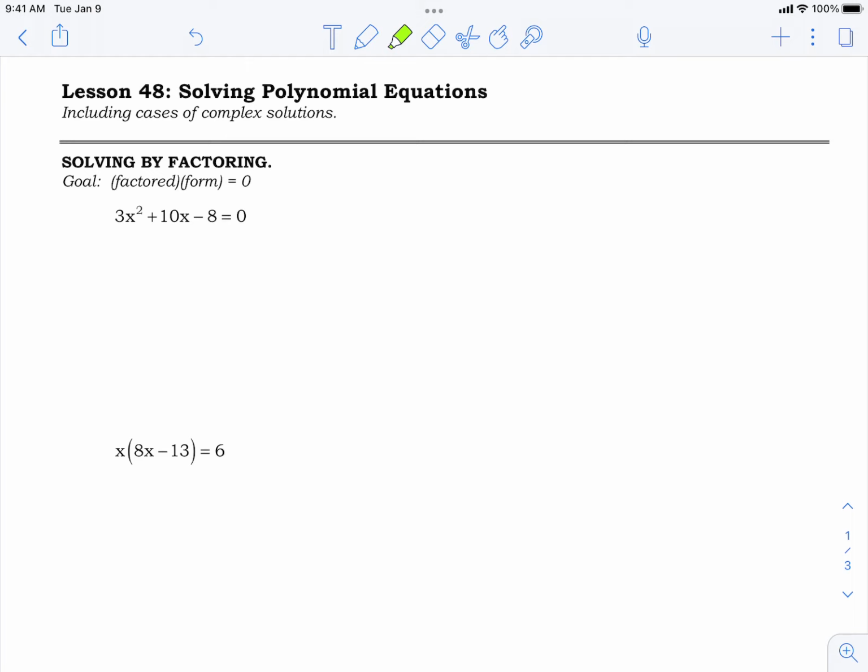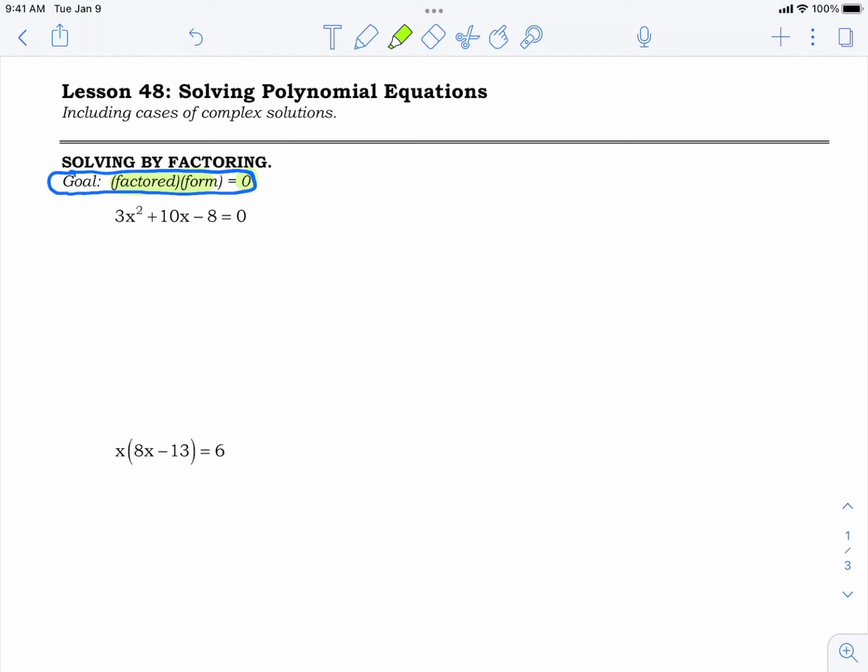We're going to solve some polynomial equations. Now the workhorse method here is solving by factoring. Factor the polynomials. So that explains why we had to do a lot of factoring, right? And the goal when you're solving by factoring is to get a factored form on the left side of your equation and then a 0 on the right side of your equation.